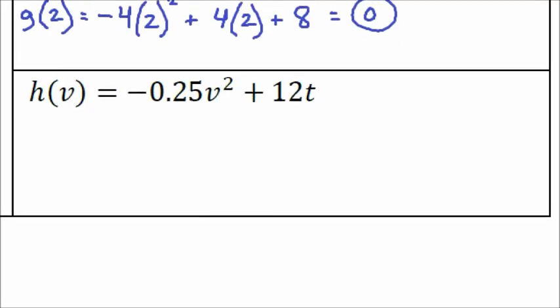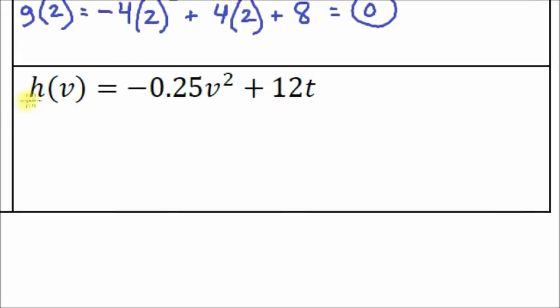One more for practice. h of v. h of v is equal to negative 0.25 v squared plus 12t. And you see here there was a mistake, so I want you to erase that t and replace it with a v. This would make no sense if we had a t in there, but we had no value for t. So this is negative 0.25 v squared plus 12v. If I've already corrected it in your flip book, then don't pay attention to that error.